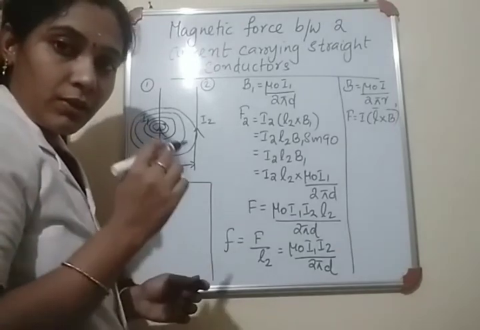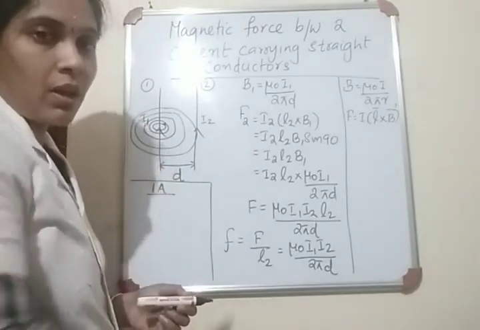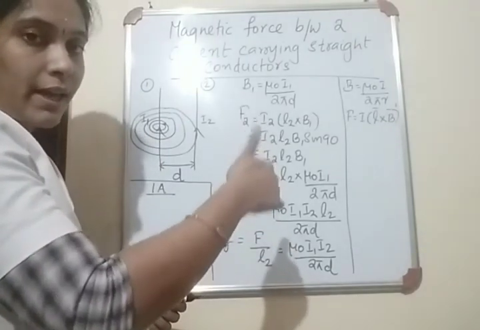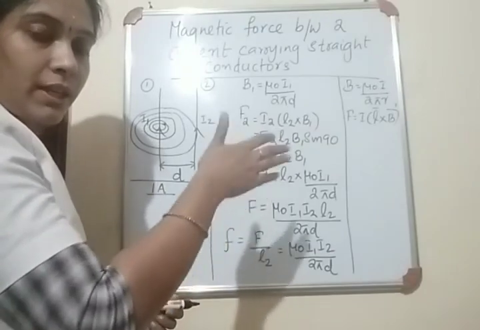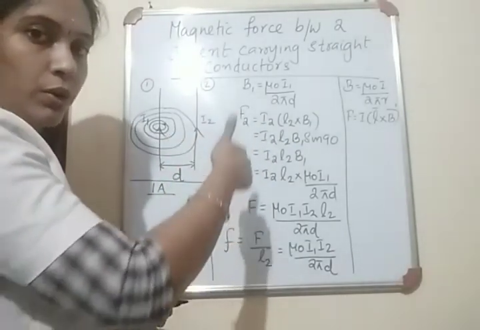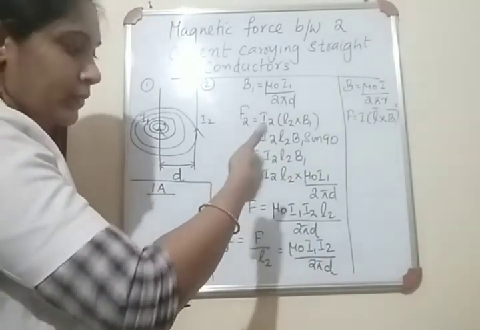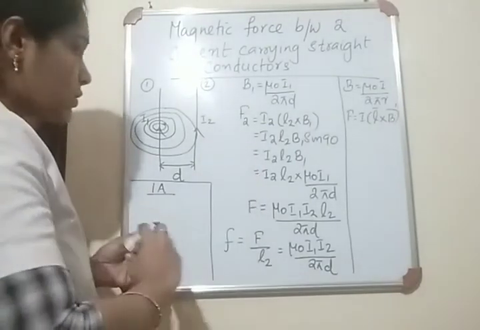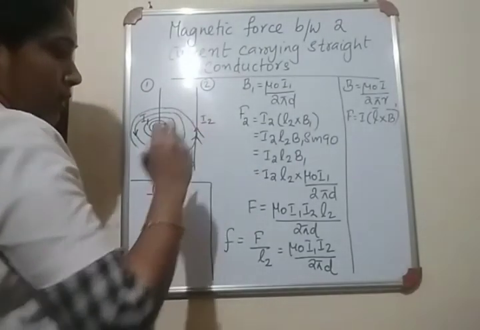In order to find the direction of this magnetic field, you need to apply the right hand thumb rule. Hold the thumb of the right hand along the direction of current, then the curled fingers will give the direction of magnetic field. Here current is flowing upward, so hold your thumb upward. And what is the direction of the curled fingers? It is anti-clockwise. So the direction of magnetic field will be anti-clockwise.